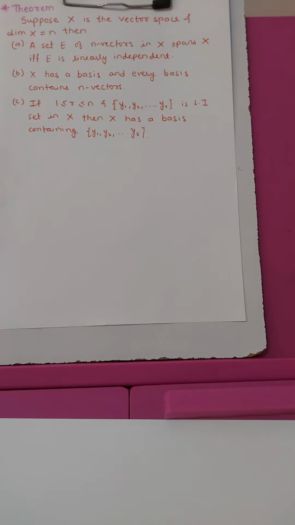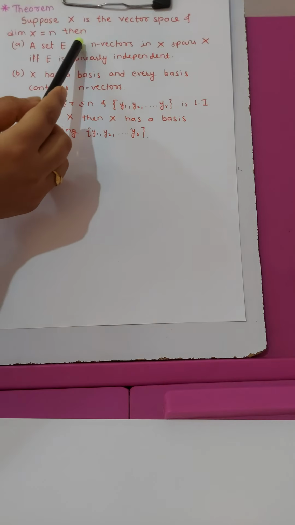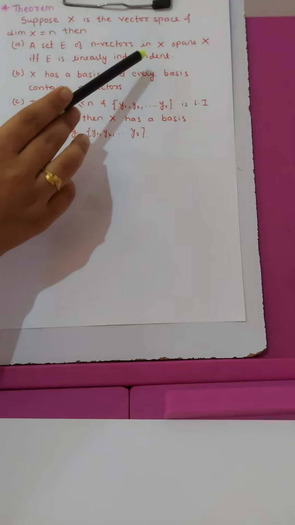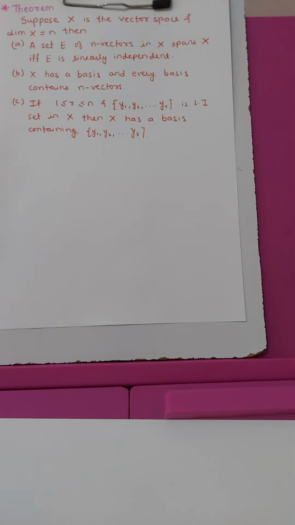Hello students, in this video we will study some theorems based on dimension of vector space, linear transformation and linear operators. So the first theorem states that suppose X is a vector space and dimension of X is equal to n, then a set E of n vectors in X spans X if and only if E is linearly independent.